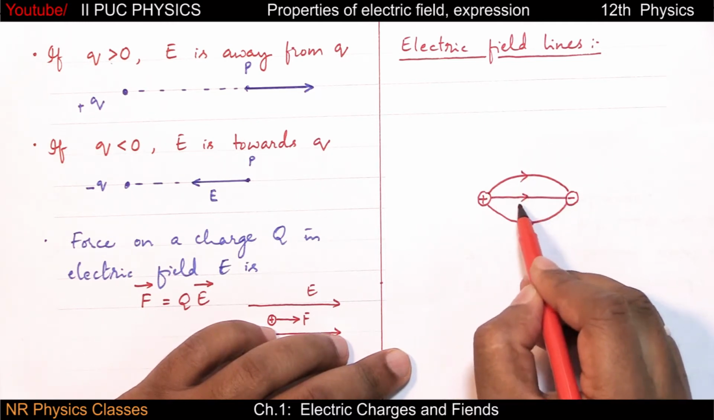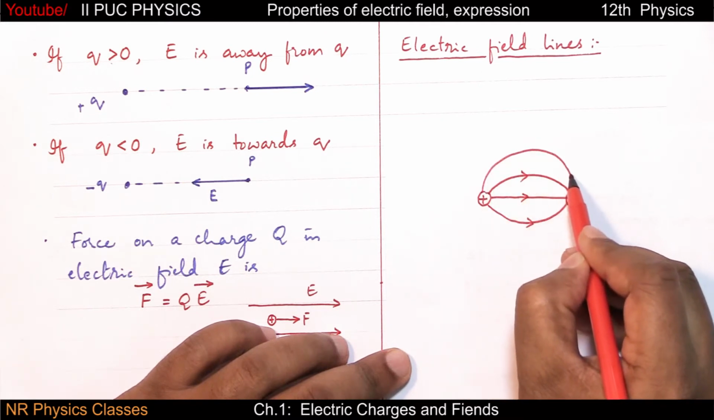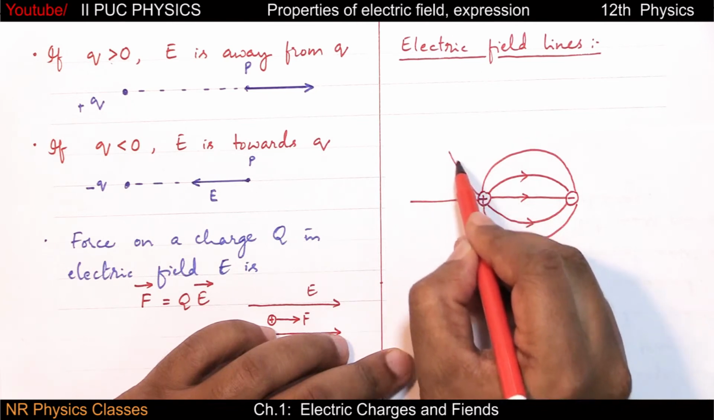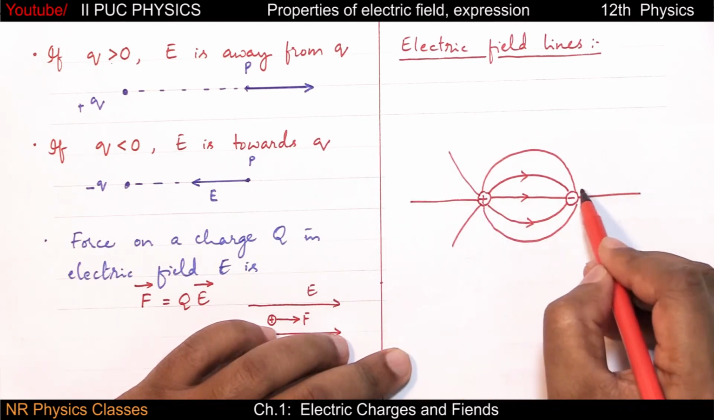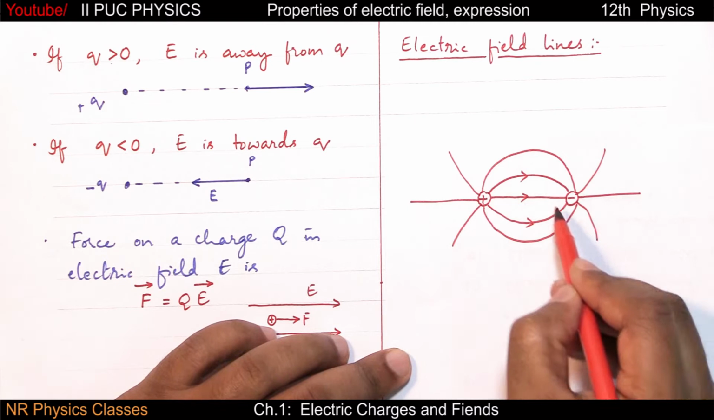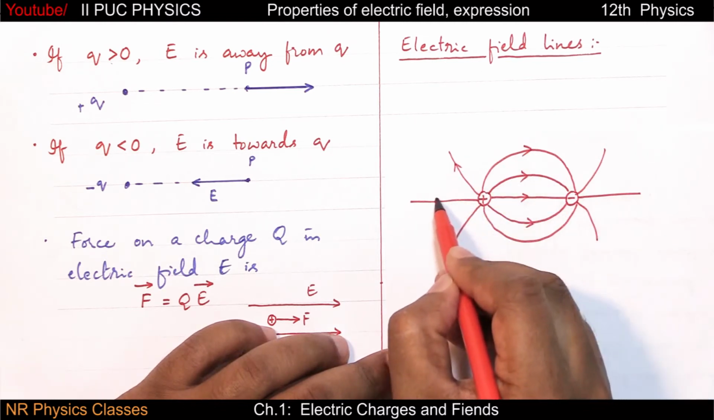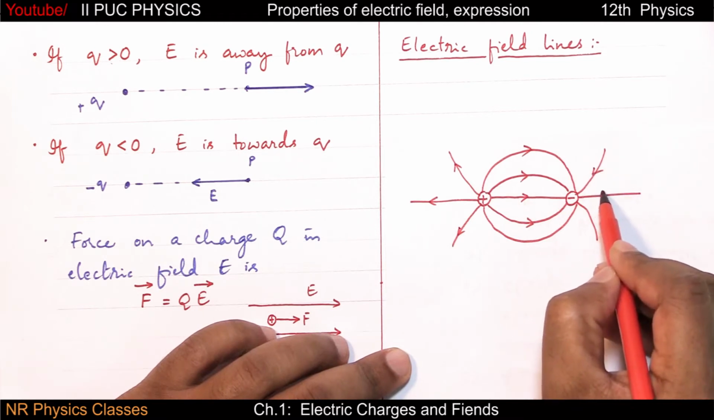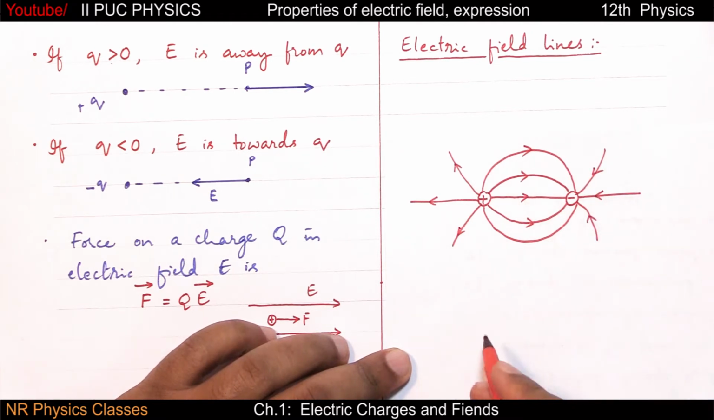Positive to negative. Positive to negative. Okay, again, same question: what is the meaning of the direction? It means the direction of electric field lines gives the direction of motion of a test positive charge.